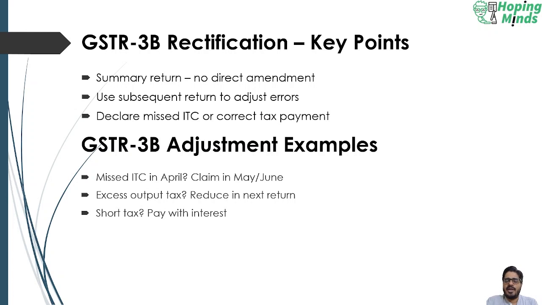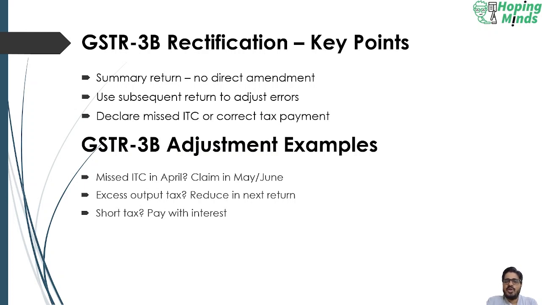So there can be different kinds of mistakes or errors in the GSTR-3B return. Like underreported output tax, then we have to pay the shortfall with interest in our next 3B return. Then over reporting of output tax, then we can adjust the excess in our next return. Then wrongly claimed input tax credit, we have to reverse it in the next GSTR-3B with interest.